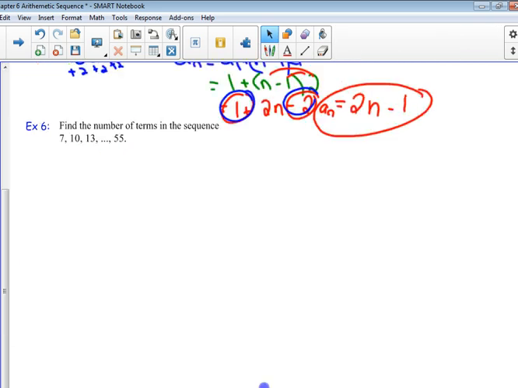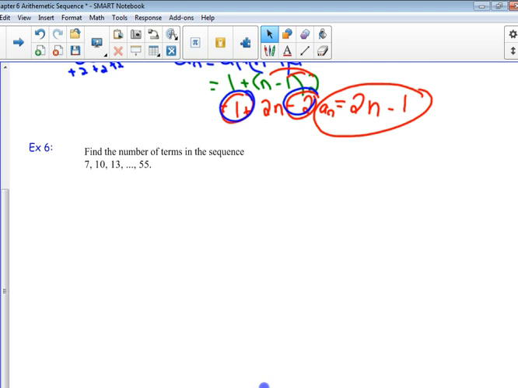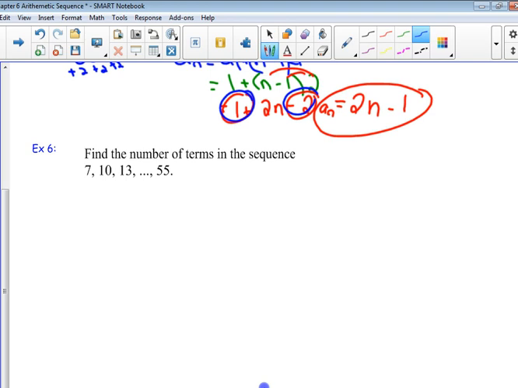Alright. This one's a little bit tricky, right? This would be the hardest kind of thing I would give to you guys. I'll let you ponder this for a second. Find the number of terms in the sequence. So what this means is, you know that 7 is your first term, 10 is the second term, 13 is the third term, but these dots, there's a lot of stuff between there. We don't really know how many. And we know that some term, we don't know what term, is going to be 55.